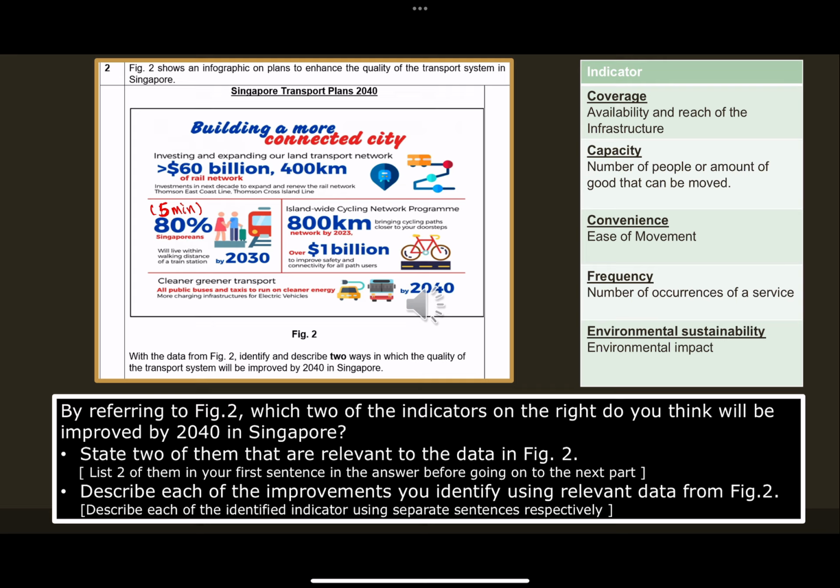Right, next one, is there any indication that the frequency of the occurrence of any of the transport services could actually increase due to this improvement in the transport system? Lastly, is there any indication about environmental sustainability that will be made possible by this improvement?